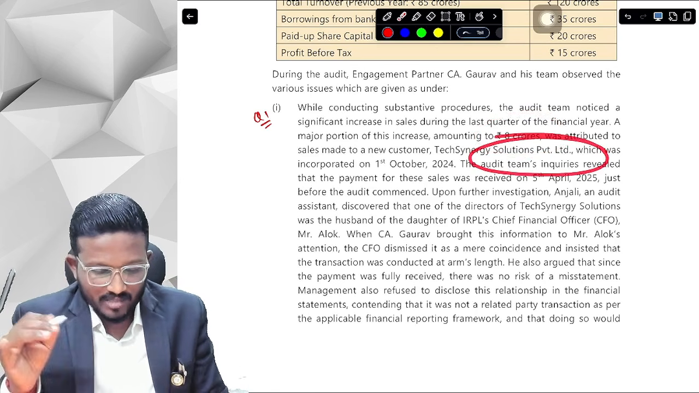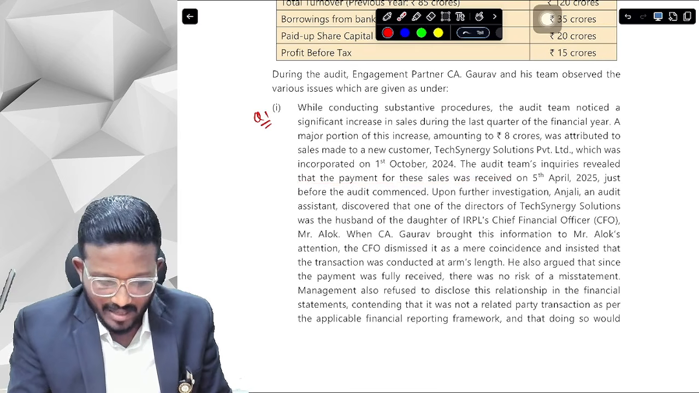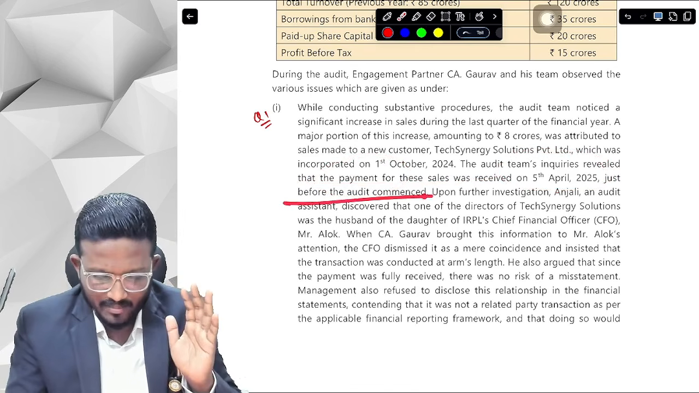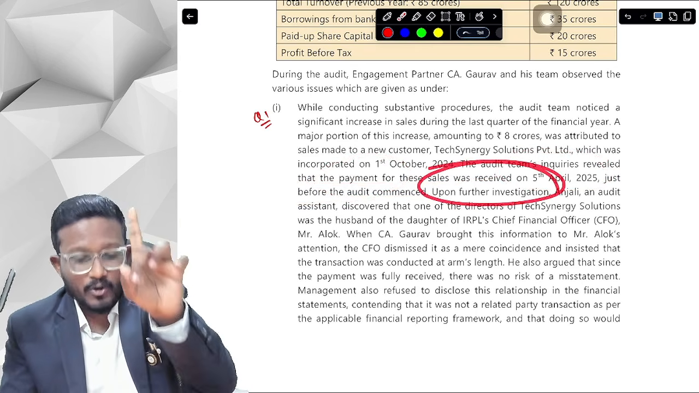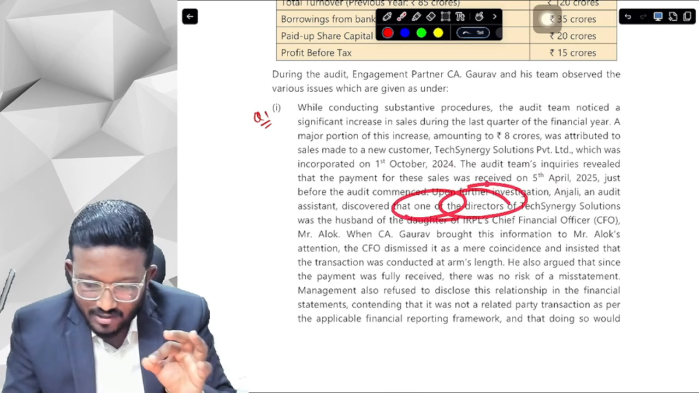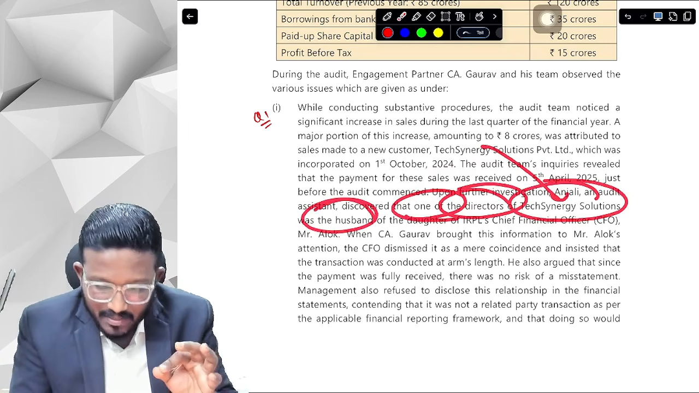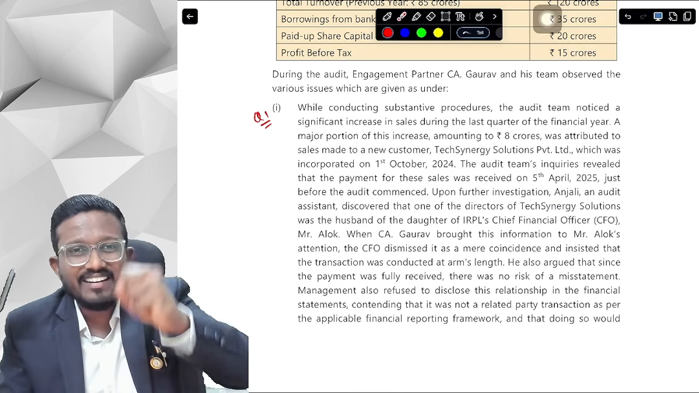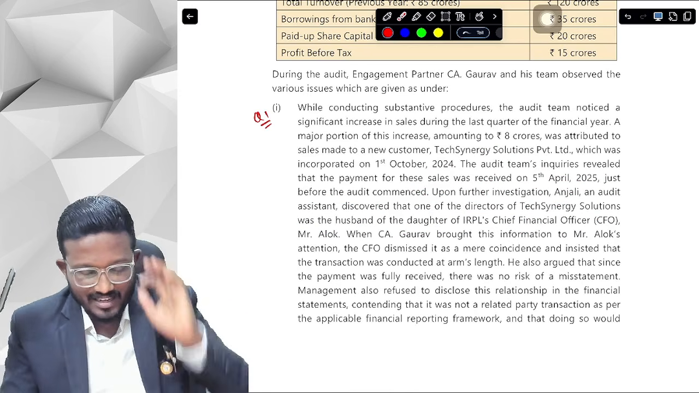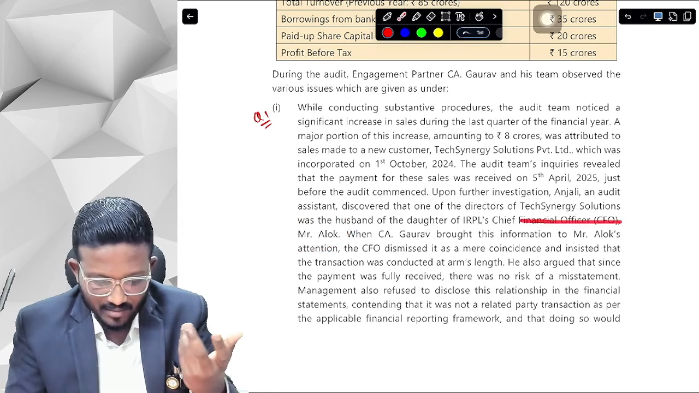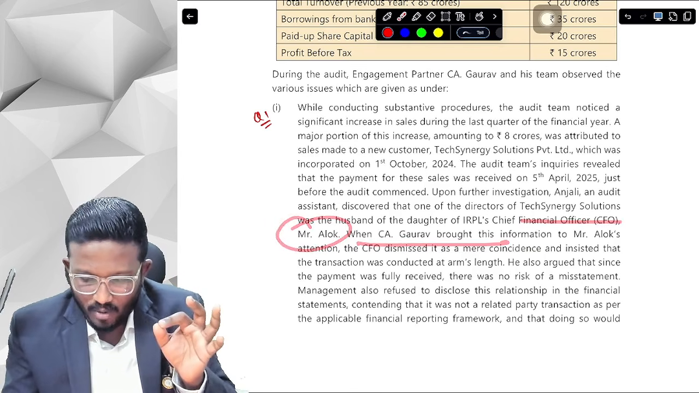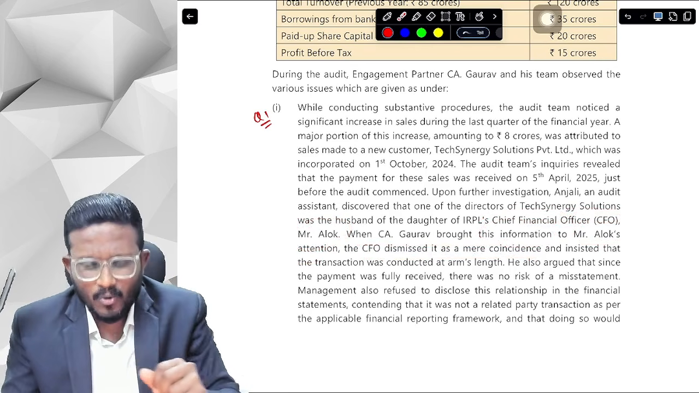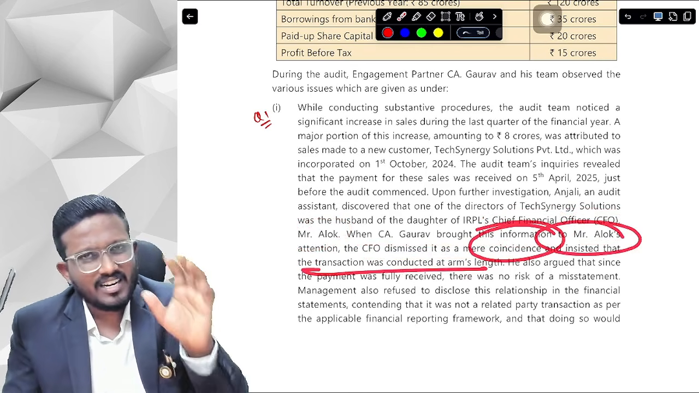When we were inquiring about this particular company, we got to know that the payment for these sales was already received on 5th April, just before we commenced our audit. Now upon further investigation, we got to know that one of the directors of this particular company was the husband of the daughter of our company CFO. So basically they are kind of interrelated, they were kind of related parties. Okay, yes sir. Now Mr. Alok, the CFO is Mr. Alok. Now when as an auditor we brought this information to the CFO, the CFO dismissed it. He said that this is just a mere coincidence and this one transaction was conducted at an arm's length price.